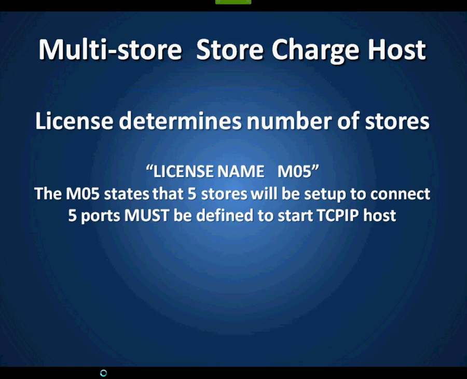How do we determine how many stores you're licensed for? That's in the license of Store Charge. And normally the license has the name of the store. When you have a host, it's going to be the license name, and then the last 3 digits of the license are the M number. And that determines how many servers we're going to start when you start the host program. So in the example on the screen, the M05 states we're going to have 5 stores set up.